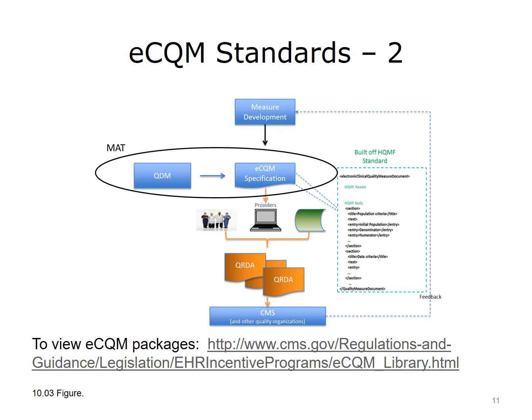This slide shows how the different ECQM standards work together. The Measure Authoring Tool, MAT, is used by measure developers to generate HQMF specifications. The MAT uses the Quality Data Model and follows all the required conventions. HQMF is then parsed by an ECQM engine and matches up with patient data to generate ECQM results in files according to the Quality Reporting Document Architecture.